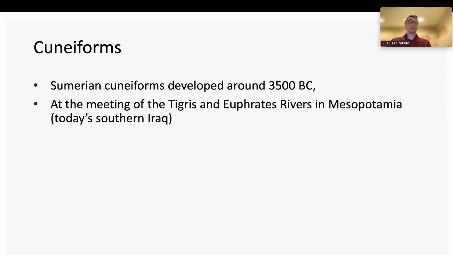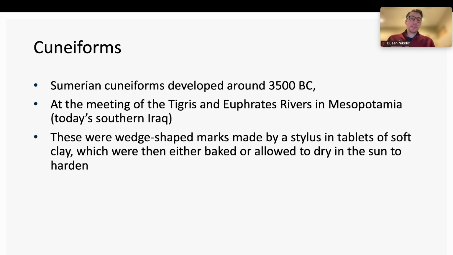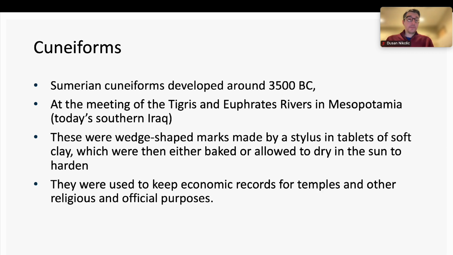Cuneiforms were developed by the Sumerians around 2500 BC, before Christ or BCE, before Common Era, at the meeting of the Tigris and Euphrates rivers in Mesopotamia, today's southern Iraq. These were wedge-shaped marks made by a stylus in tablets of soft clay, which were then either baked or allowed to dry in the sun to harden. They were used to keep economic records for temples and other religious and official purposes.